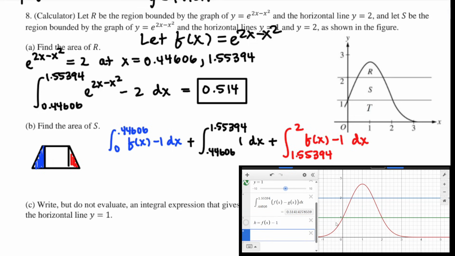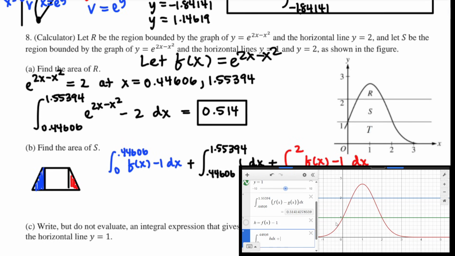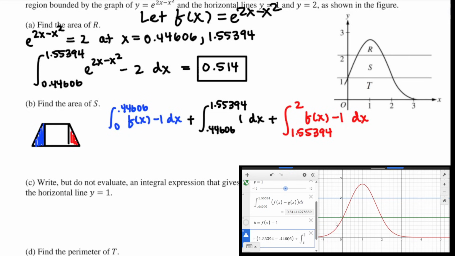All right, and then that will be, let's call h f of x minus 1 just for ease, integral from 0 to 0.44606 of h dx plus, really I'm just going to put 1.55394 minus 0.44606, plus the integral from 1.55394 up to 2 of h dx, and then that's going to give me 1.546, which probably had me expend more effort doing that than you might have doing it a different way, but this works.